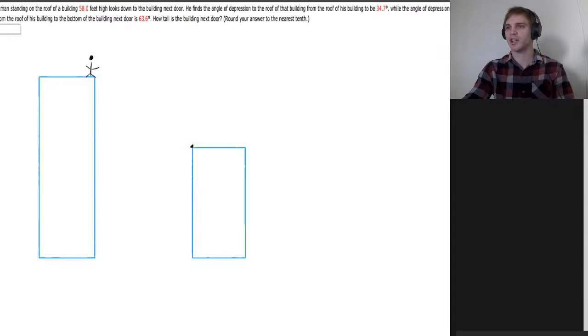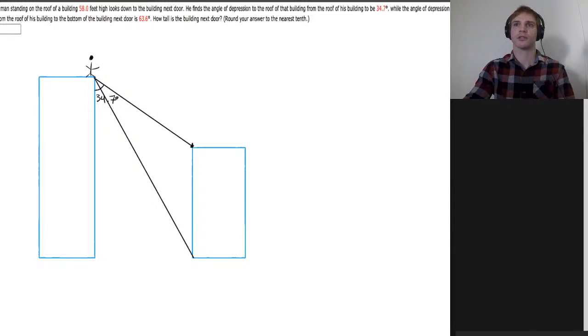So he's looking down to this point here from his building. And the angle of depression, which is this angle, he finds to be 7 degrees. While the angle of depression from his roof to the bottom of the building next door is different, obviously.